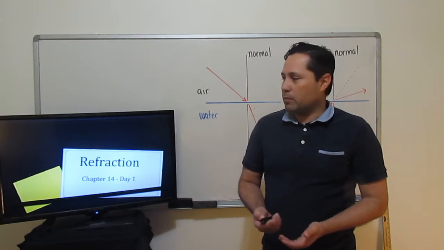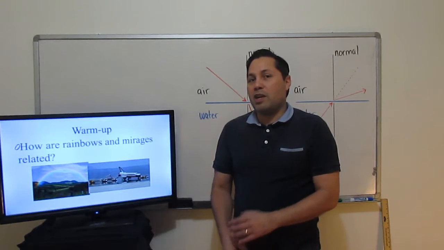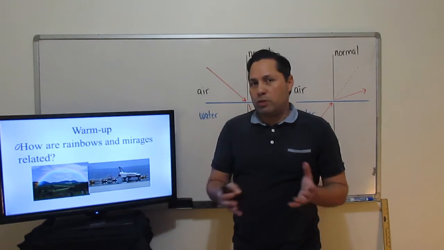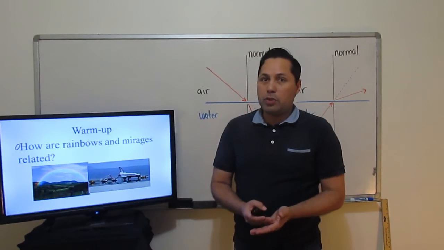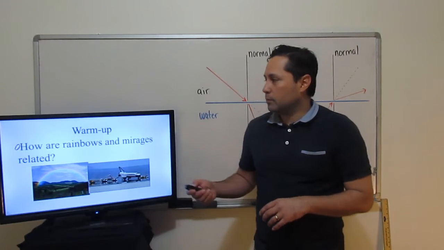So let's get started. We'll start with a warm-up. In this warm-up, they ask you, how are a rainbow and a mirage related to each other? The answer to that is, they both have to do with bending light.